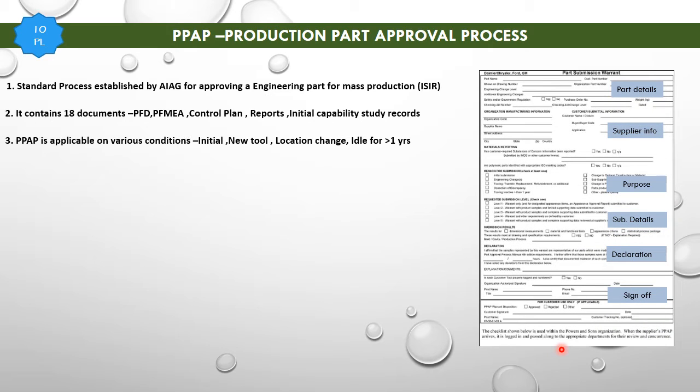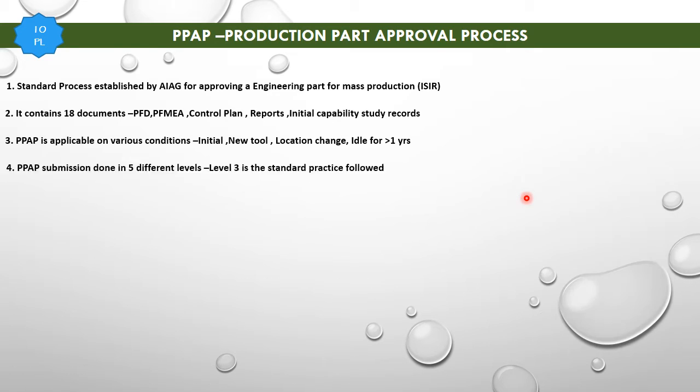PPAP is applicable under various conditions. It may be an initial submission or for engineering changes, or in case of new tooling or existing tooling replacement, refurbishment, or additional tooling, or if tooling is inactive for more than a year, or in case of a change in location or a new location added. These are a few reasons for which we go for PPAP approval.